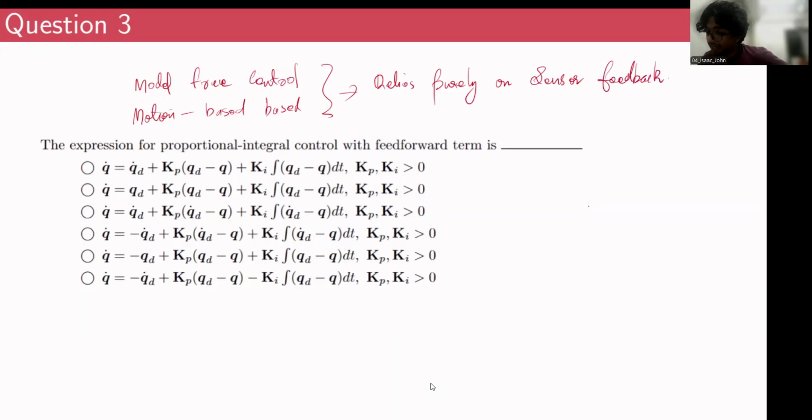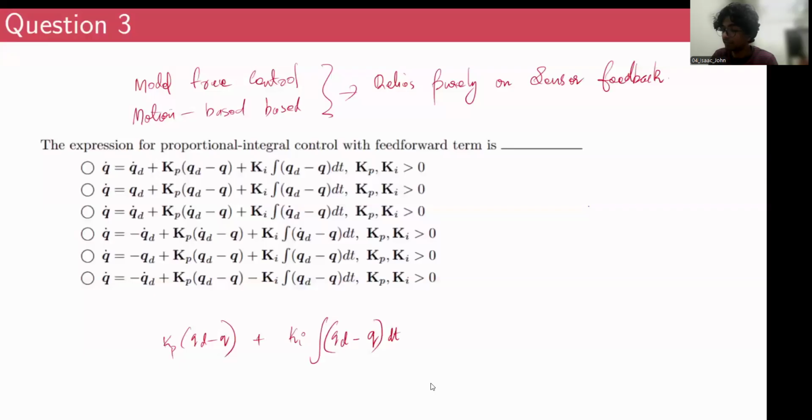So again, this is a fairly straightforward question. We know the proportional controller is Kp multiplied by Qd minus Q, which is proportional to the error in position, then multiplied by an integral gain times the integral of the error, Qd minus Q, multiplied by dt.